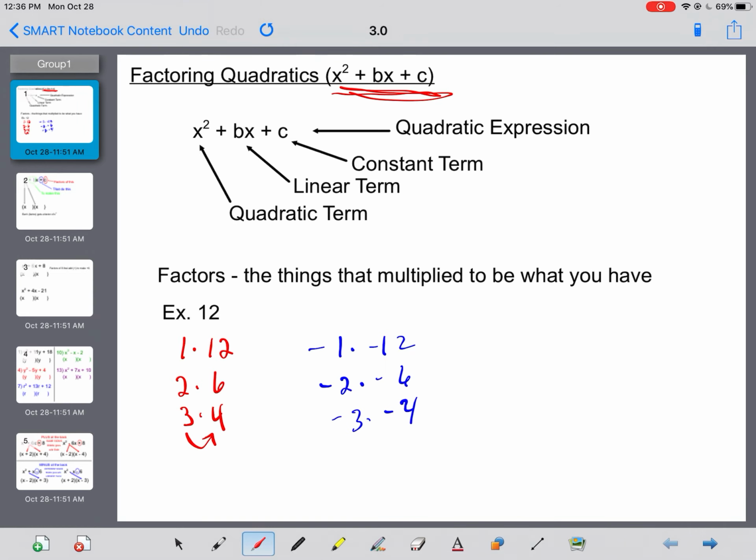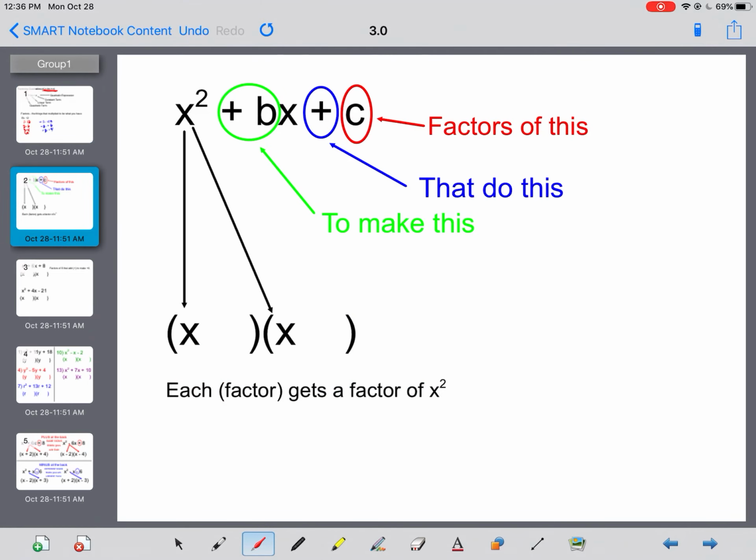Okay. Now, when we look at the quadratic expression, x squared plus bx plus c, the worksheet you have has instructions on it. Worksheet 9-5 is what we're working on. But the instructions on there tell you this, but it's really in kind of old math speak. So I'm just going to make it plainer, easier, simpler to understand. Take factors of the c, factors of this thing, the c, that do this sign in the middle, or in front of it, to make the middle thing with its sign. That's what we're looking for.